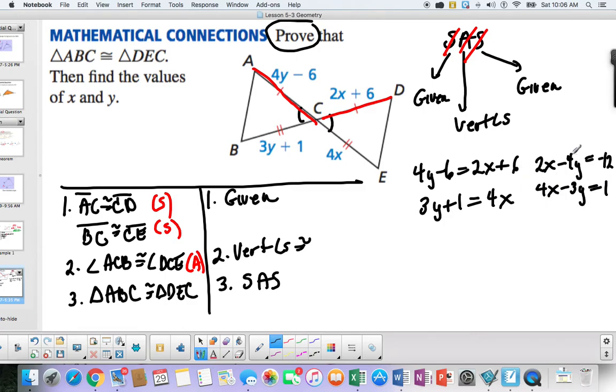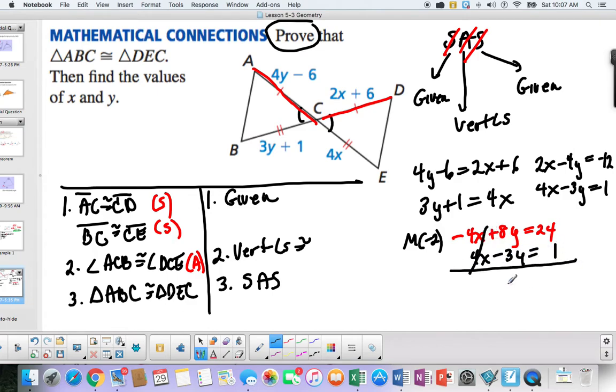So now all my x's and my y's are lined up. I want to be able to multiply the top by negative 2. When I multiply the top by negative 2, I'm going to get negative 4x plus 8y equals 24. And then I'm going to have a 4x minus 3y is equal to 1. And then I'm going to add, that goes to 0, so this is 5y is equal to 25, y is equal to 5.